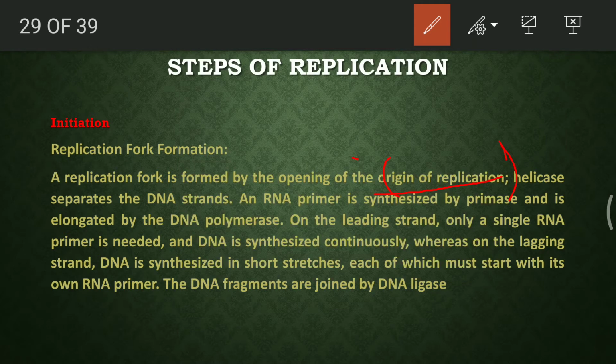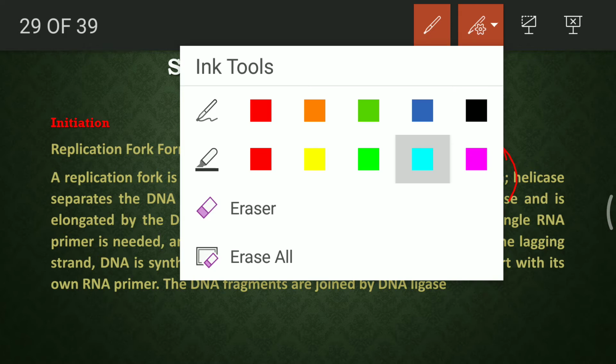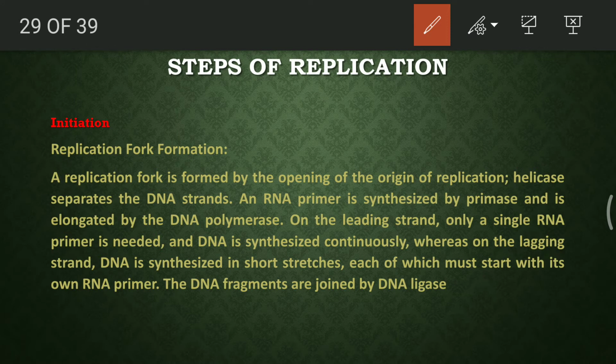Not only that, this origin of replication is the site where several enzymes go and bind. These enzymes include the helicase, which helps in unwinding of the DNA strands, and the RNA primer, which is synthesized by primase enzyme, is 10 to 12 nucleotides long and helps in initiating the process of replication.